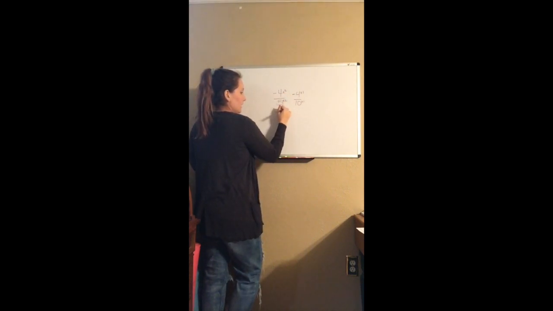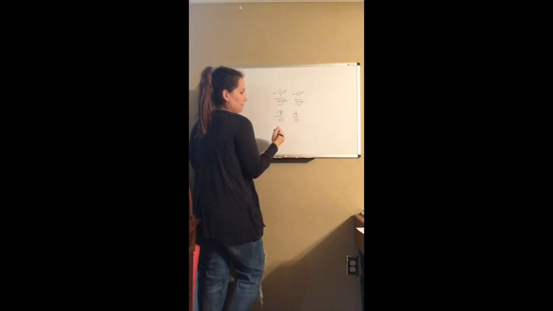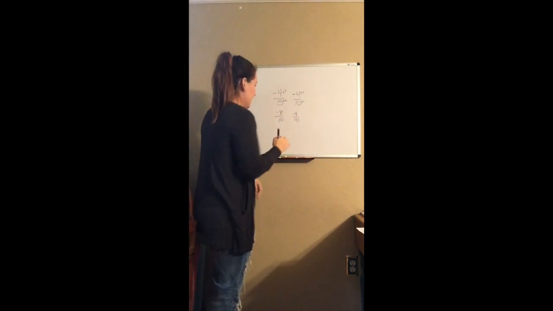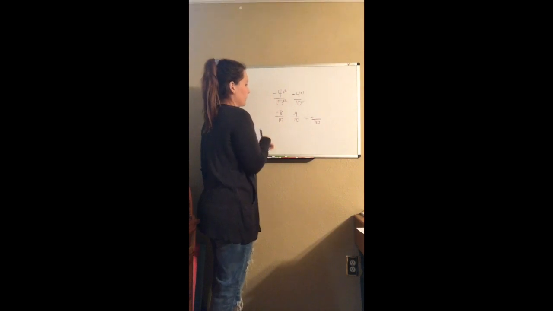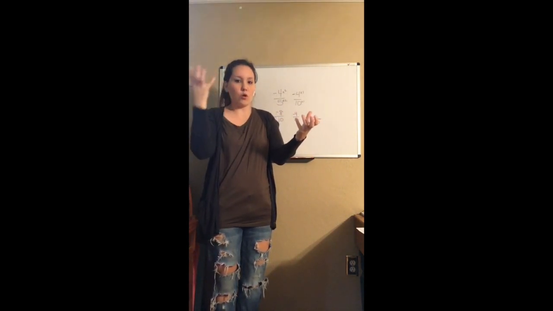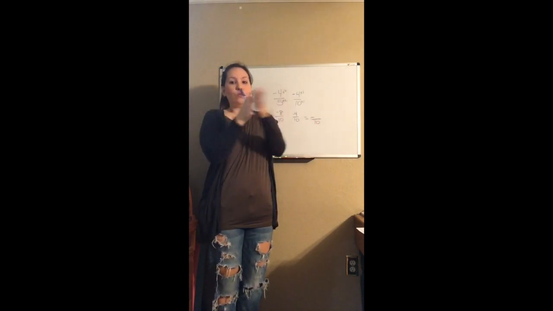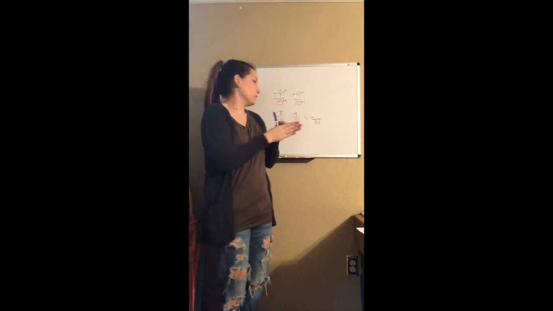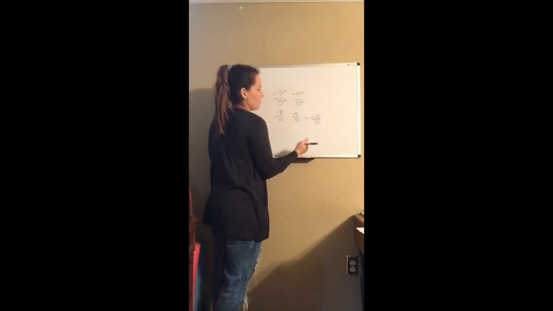So I have negative 8 over 10 and negative 4 over 10. Because they're both negative, my answer is definitely going to be negative. And I know I'm going to keep the denominator. So we have negative 8 and 4 more negatives. So we have negatives and more negatives. We're going to be combining those. So 8 and 4 will give us 12.